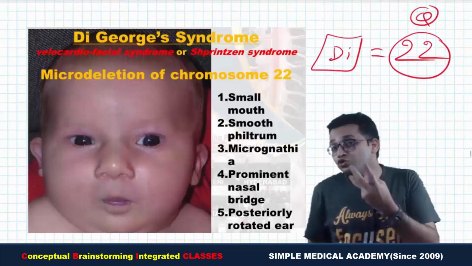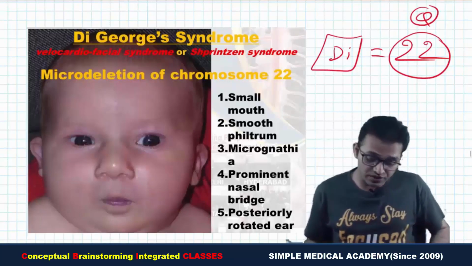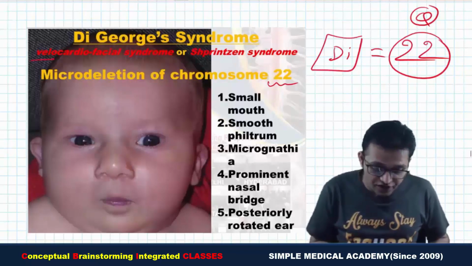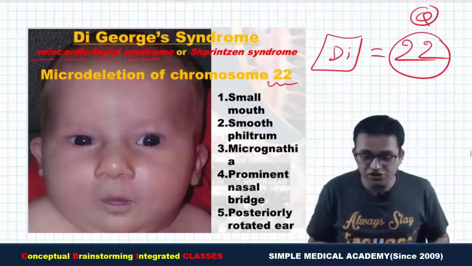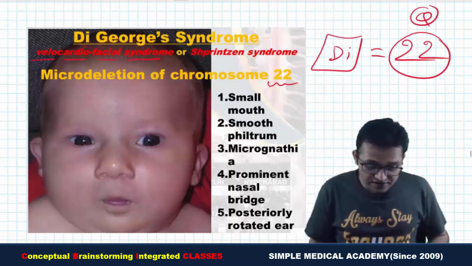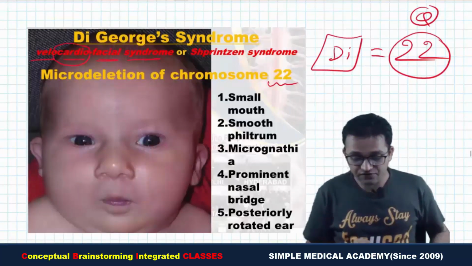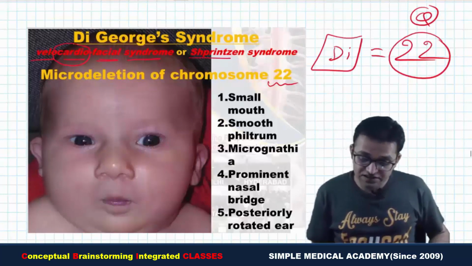How many times 2? 2 times 2. DiGeorge syndrome occurs due to an abnormality in chromosome 22. It is also known as velocardiofacial syndrome. According to the name, you can see it has a defect in the heart as well as the face. It is also known as Sprintzen syndrome.